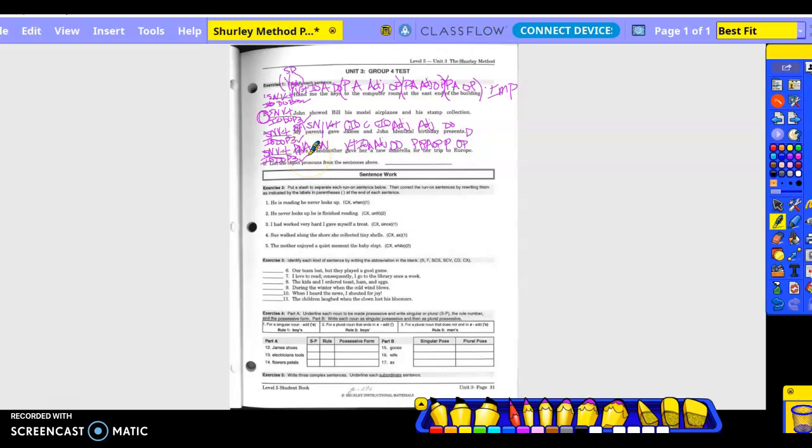For her trip to Europe, period. Go back to the verb, divide the complete subject from the complete predicate. Is there an adverb exception? No. Is this in natural or inverted order? Okay. Then list the object pronouns from the sentences above.